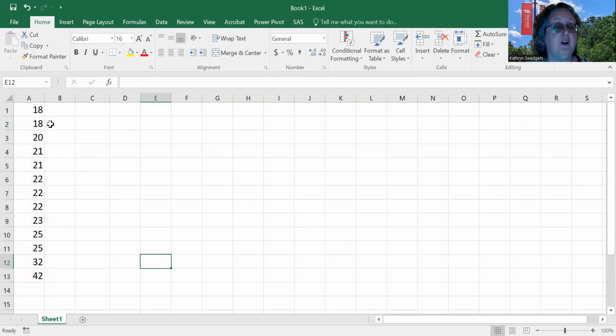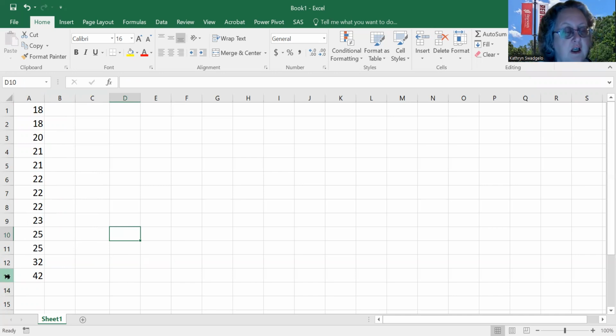This is nice because I can quickly figure out the mode. I have two 18s here. I have two 21s. Oh, look, I have three 22s. And that is the most frequent one. So my mode is 22. So I used the sort feature to help me find that quickly.